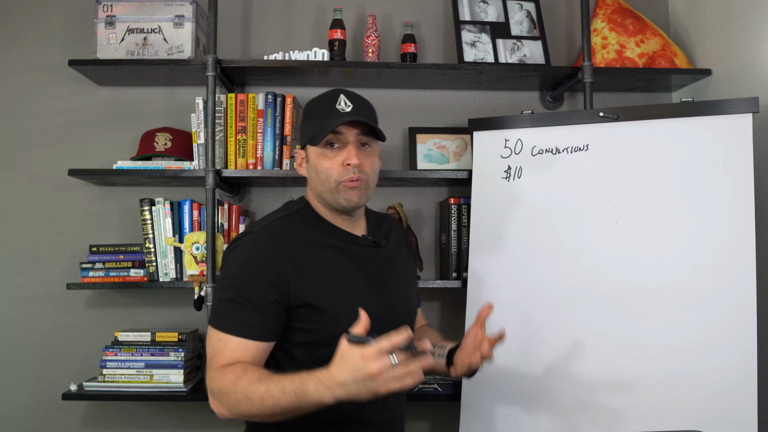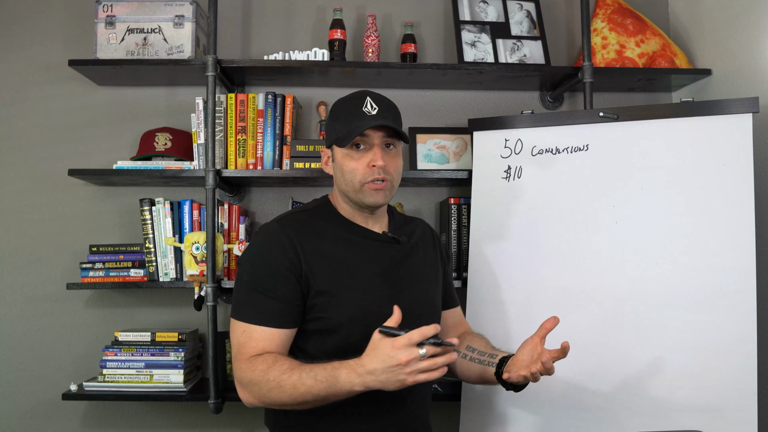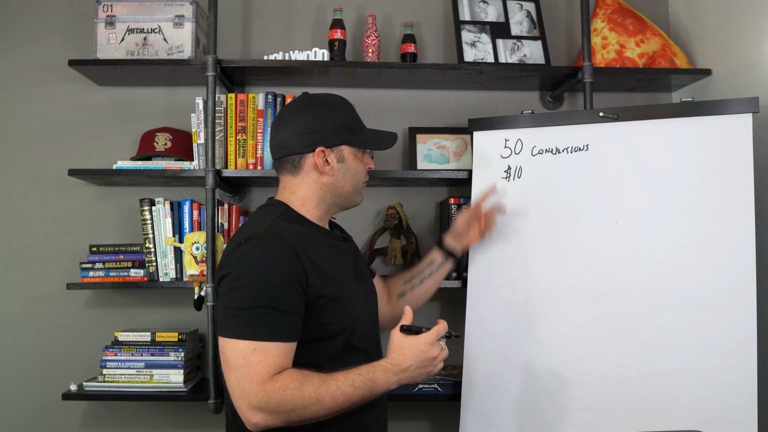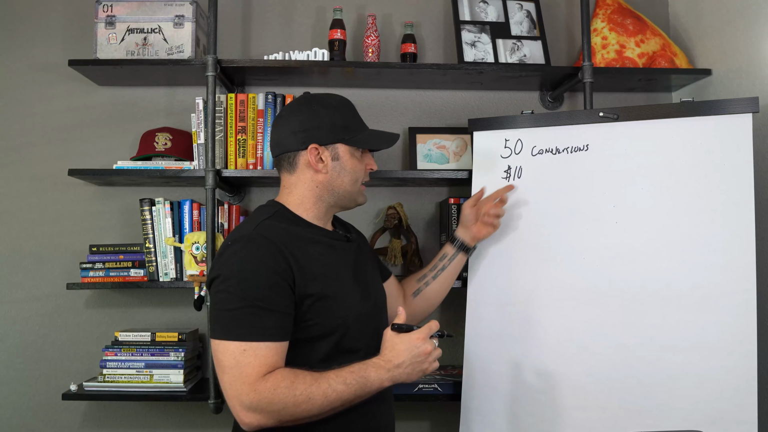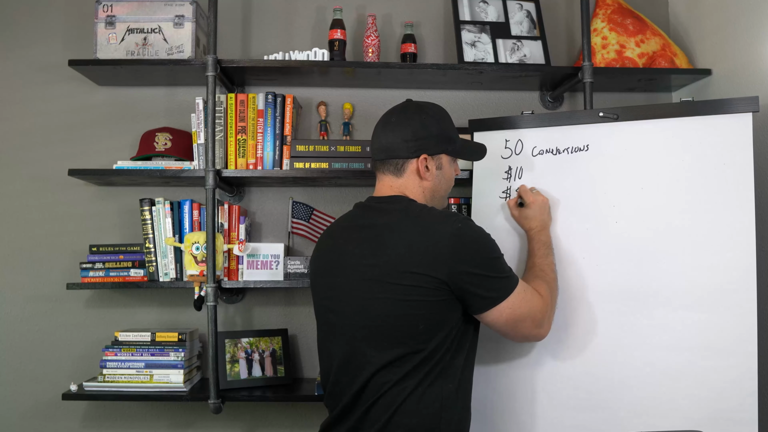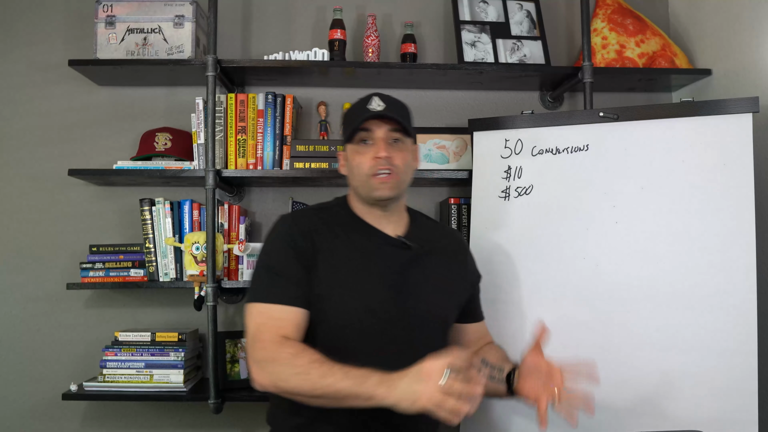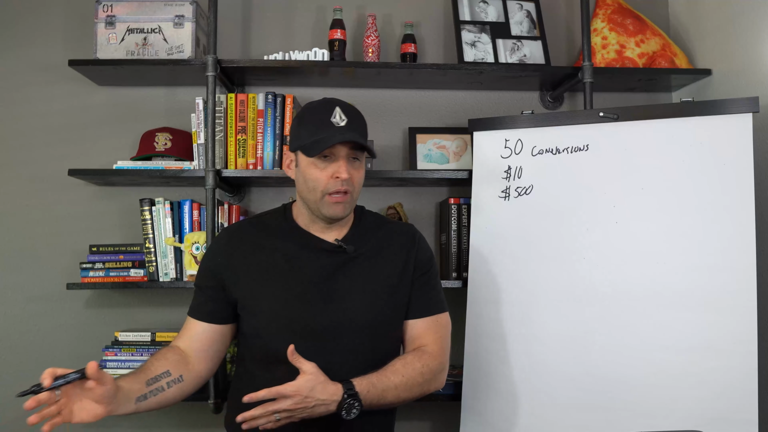Now we got to do the math. Well, how much do we need to spend to get those 50 conversions? Again, simple math. So if I need 50 conversions and my CPA is $10, then I know I need to spend $500 every 7 days in order to stay out of the learning phase. So how do we do that?